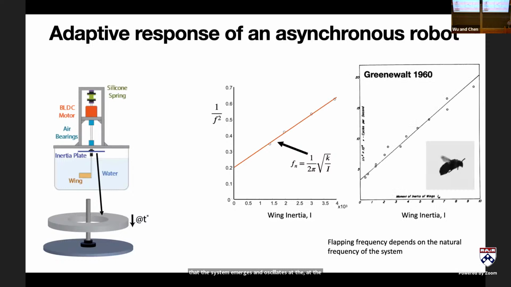This also tracks experiments done in the 60s of clipping wings. This is plotting the exact same thing, 1 over frequency squared against moment of wing inertia, and that's bumblebee data showing the same effect. We think this is what's causing all the adaptive responses that you see in insect flight as their wings wear over time, or as their body mechanics and stiffness change. The wing beat frequencies are tracking the dynamics of this closed system.